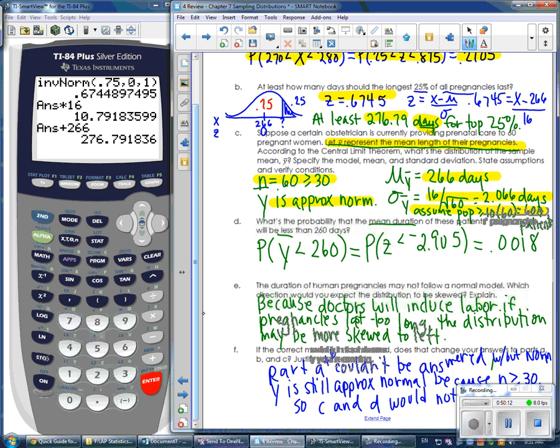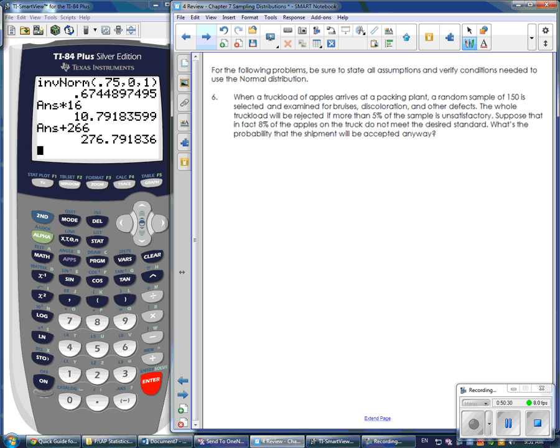All right, I'm going to go a little bit faster through number 6 and 7. So in number 6, it says, when a truckload of apples arrives at a packing plant, a random sample of 150 is selected and examined for bruises, discoloration, and other defects. The whole truckload will be rejected if more than 5% of the sample is unsatisfactory. Suppose that in fact 8% of the apples on the truck do not meet the desired standard. What's the probability that the shipment will be accepted anyway?